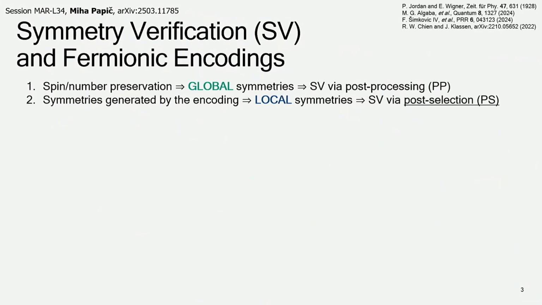And where do these symmetries come from? Essentially, there's two types. We have global symmetries, typically associated with number conservation and spin conservation. But sometimes we can also have local symmetries, which we can use to do quantum error detection or symmetry verification by post-selection, whatever you want to call it.